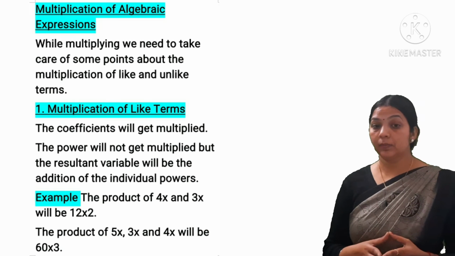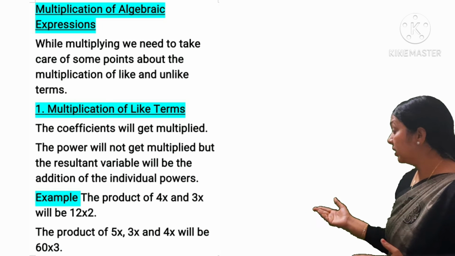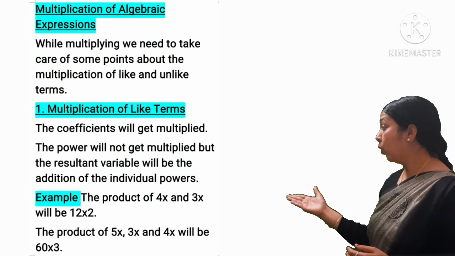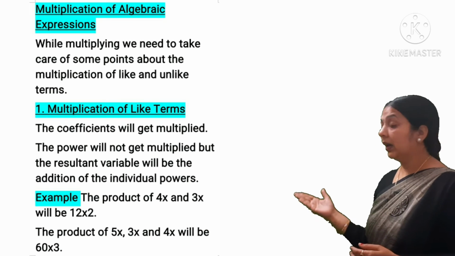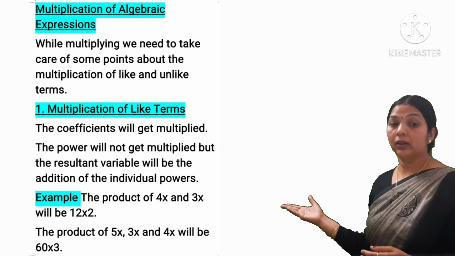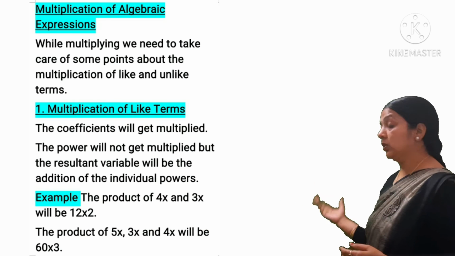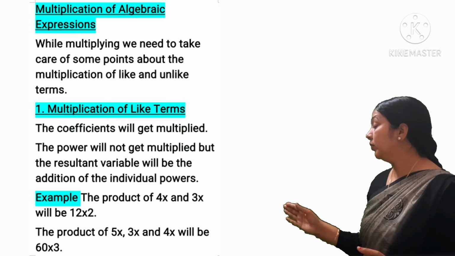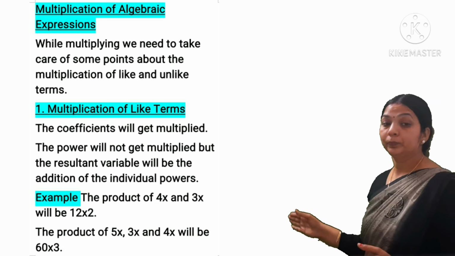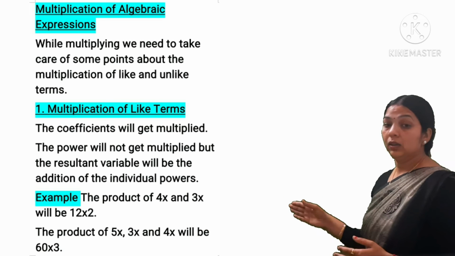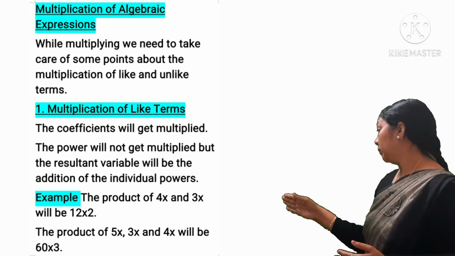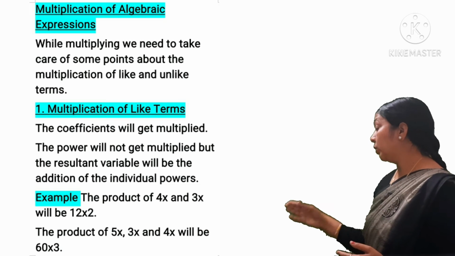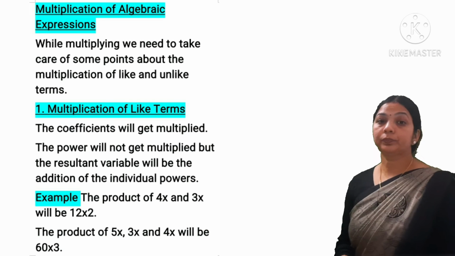Okay, let's take some examples. The first example we are considering is the product of 4x and 3x, which will be 4 into 3, that is 12, and x into x, x square. So the answer will be 12x square. Similarly, if you want to multiply 5x, 3x and 4x, then we will multiply 5, 3 and 4. That would be 60, and all the x's from 5x, 3x and 4x would give x cube.